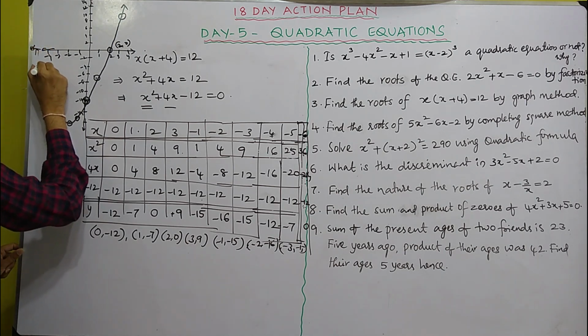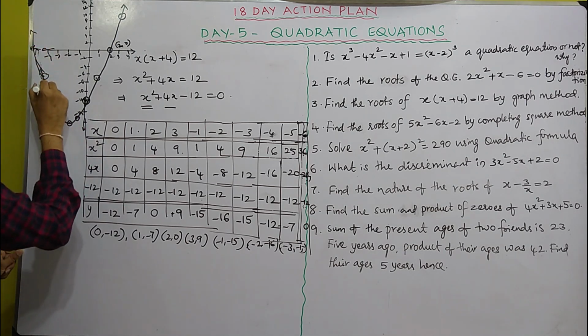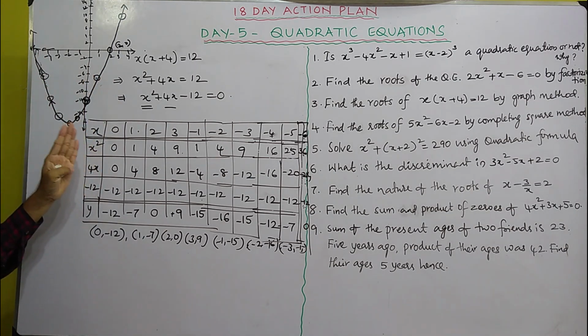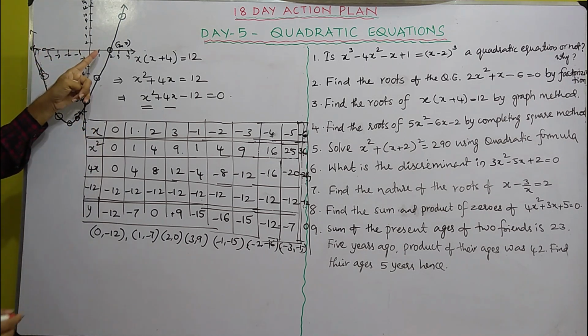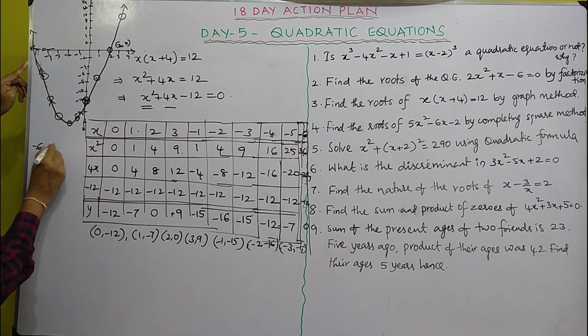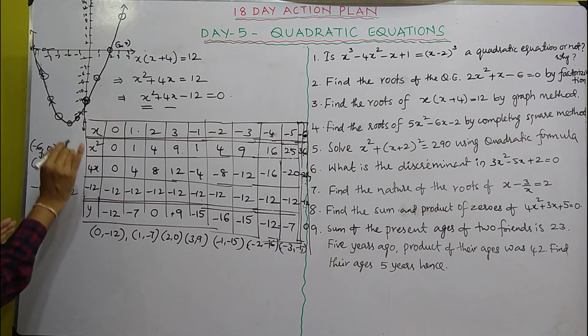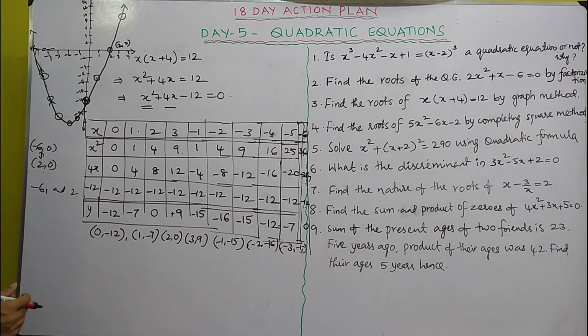So finally this touches the x-axis here. On plotting, the graph is a parabola touching the x-axis at 2 points, minus 6 comma 0 and 2 comma 0. Here the x-coordinates are minus 6 and 2. Therefore its roots are minus 6 and 2. This is our answer. Thank you.